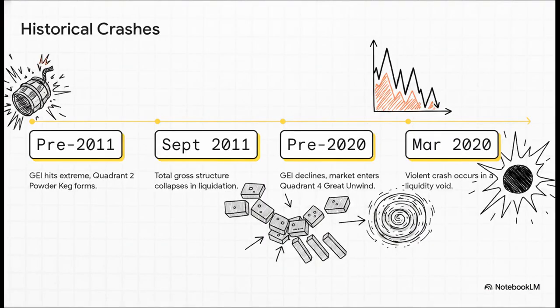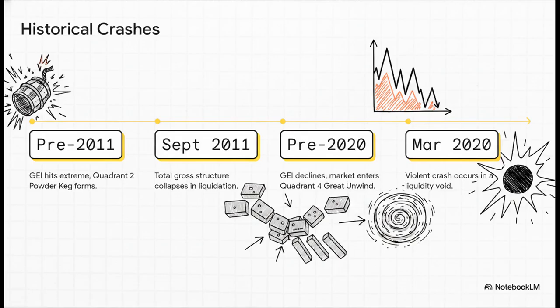All right, enough theory. Let's look at the actual structural mechanics of past crashes. And this brilliantly illustrates exactly what we've been talking about. Pre-September 2011, the GEI hit an absolute extreme. A classic Quadrant 2 powder keg formed. And then bam, the total gross structure collapsed in a massive wave of liquidation. Fast forward to pre-March 2020. Here, the GEI declined, the market entered a Quadrant 4 great unwind, and then the violent crash happened inside an absolute liquidity void.